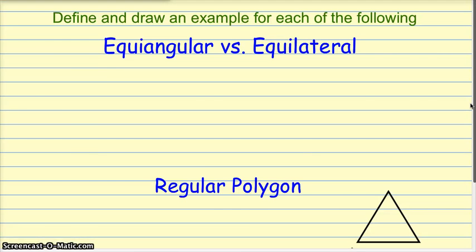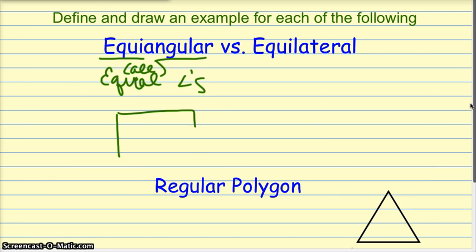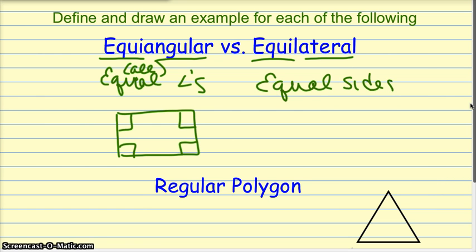Equiangular has equal angles, and they're all equal. So a good example is a rectangle: 4 90-degree angles. Equilateral is talking about having equal sides, and again, all the sides being equal. So a good example of that is a rhombus, where all 4 sides are congruent.